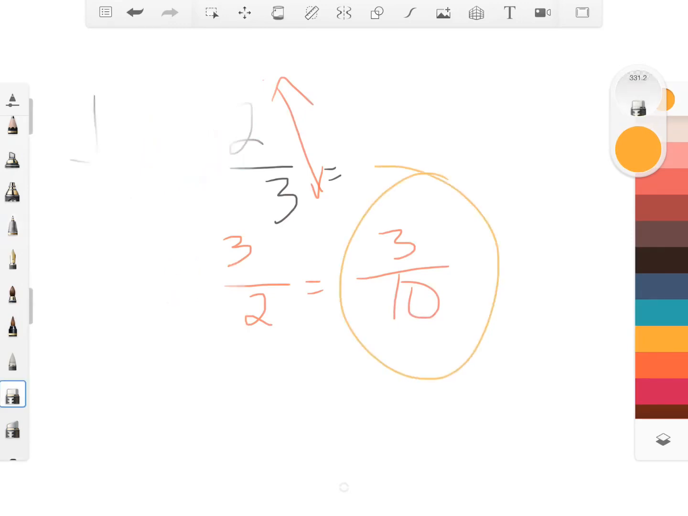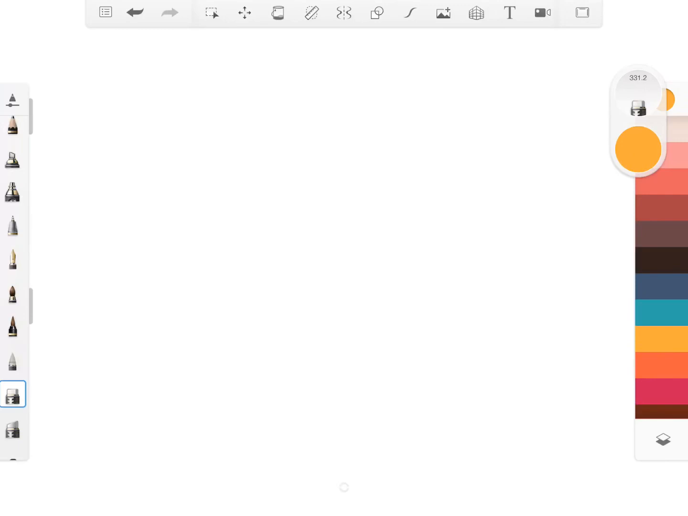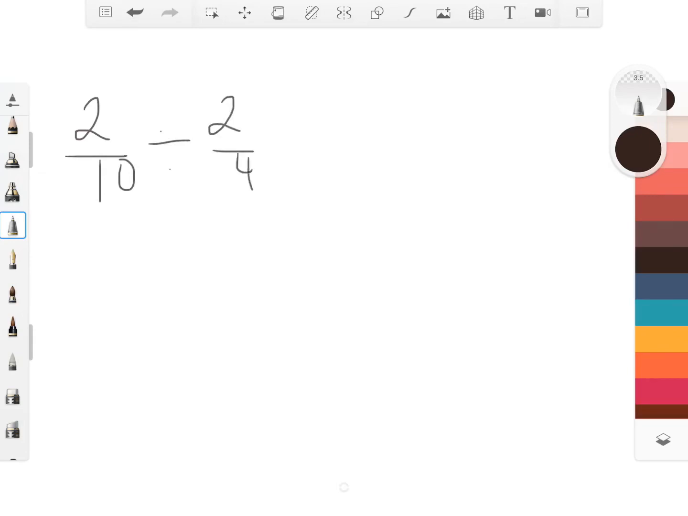So let's try another one. Let's make it more complicated. Let's say 2 over 10 divided by 2 over 4. So let's do what we did a while ago. Bring down 2 over 10, change the division into multiplication, and flip the 2 over 4. So it will be 4 over 2.